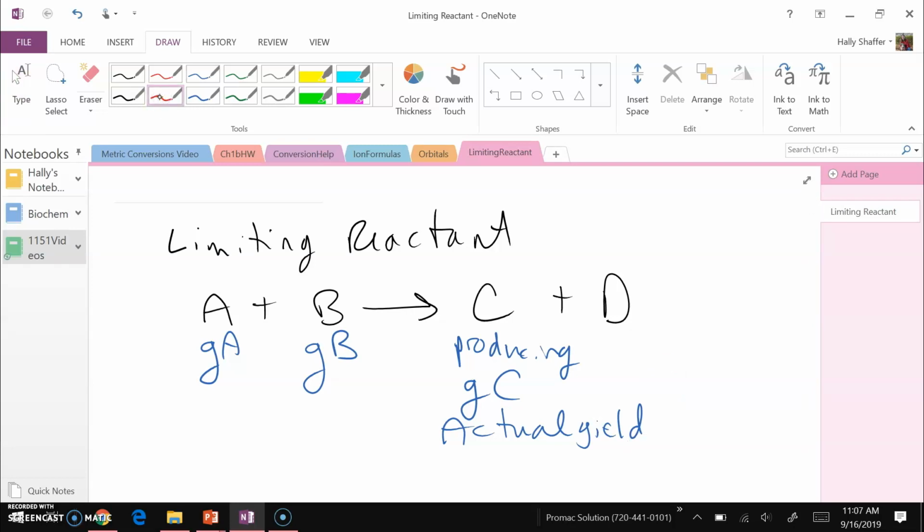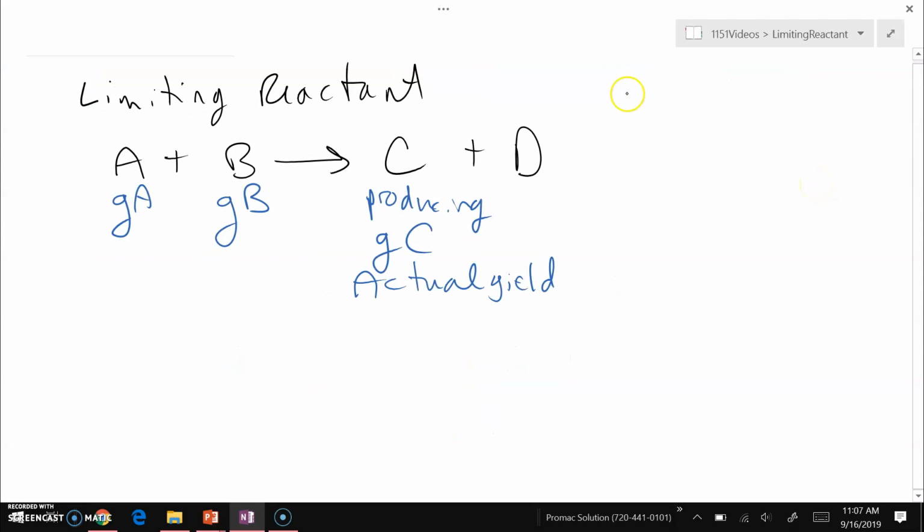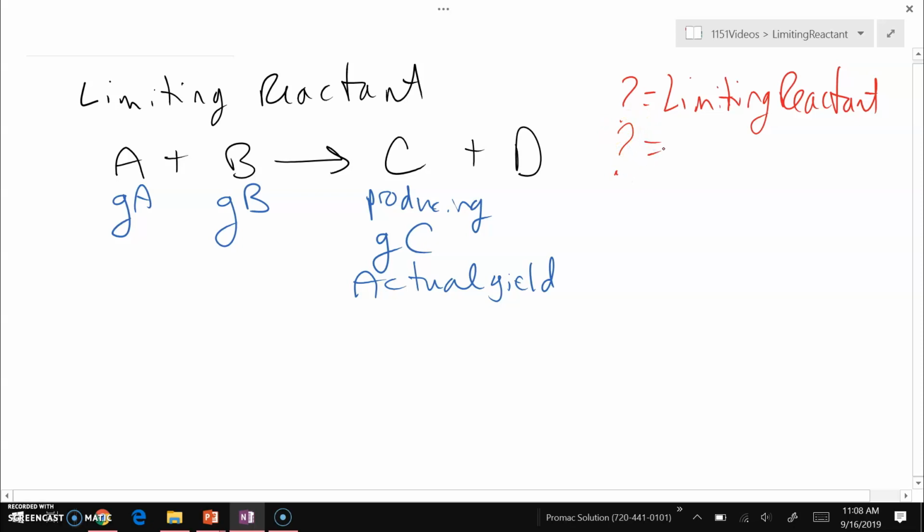So this is where I'm going to try to expand my color here. So your questions are going to be, who is the limiting reactant? Limiting reactant. So our choices are either A or B. And what is the theoretical yield? Theoretical yield. So in other words, no error, everything works out. What is the theoretical yield?